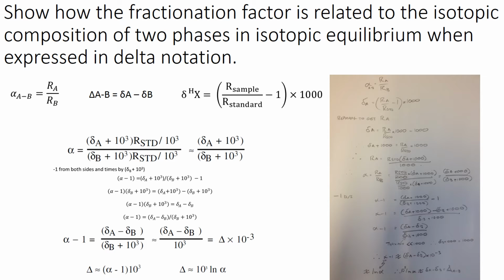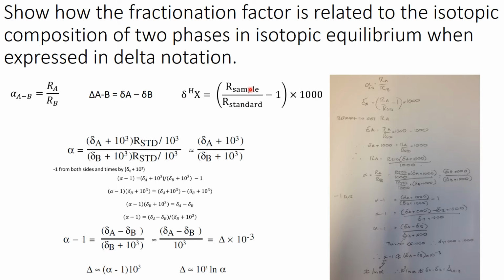So this was the first part of the practical, where we had to do some rearranging of these equations. The question up here is asking how you get from the composition of two phases to the fractionation factor. You need to know that the fractionation factor alpha is just the absolute isotope ratio between two phases. Okay, and then there's this term that we use to describe isotope ratios, because it's very hard for us to measure the absolute isotope ratio of anything.